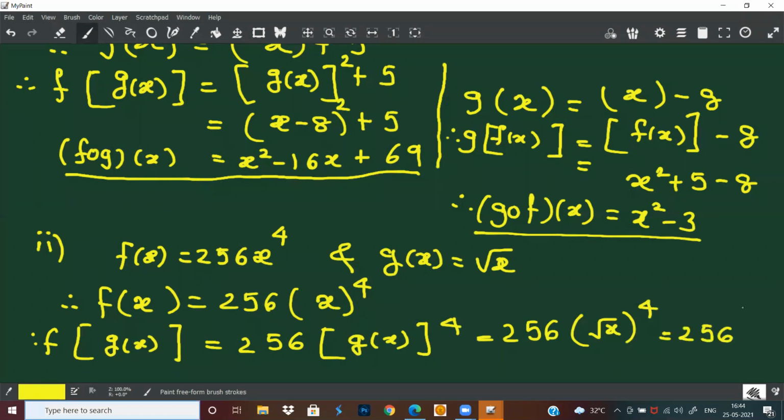Root x is x raised to half. Everybody knows it, na? I answer. Meet your answer is right.